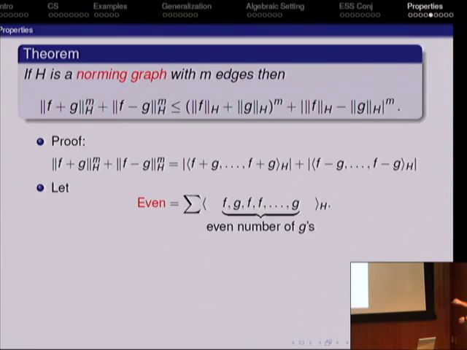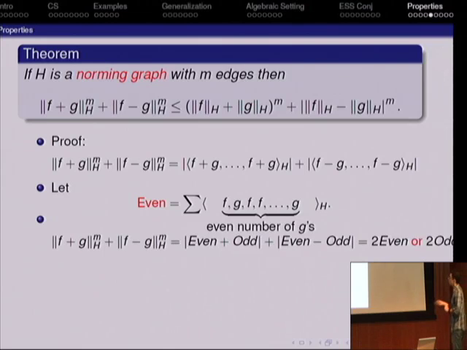Now, I'm going to expand things. So let even correspond to the terms which have an even number of g's. So when I expand them here, I'm going to get a positive +1 sign. And odd corresponds to the similar thing: the same product of combinations of f and g where I have an odd number of g's. Now, what I have here is just even plus odd plus even minus odd. So depending on which one is larger, I'm going to get either 2 even or 2 odd.